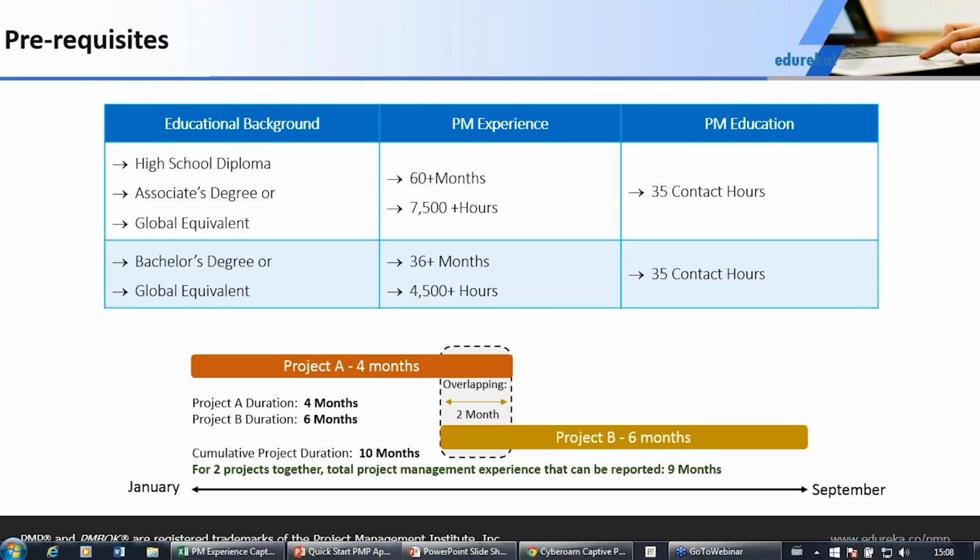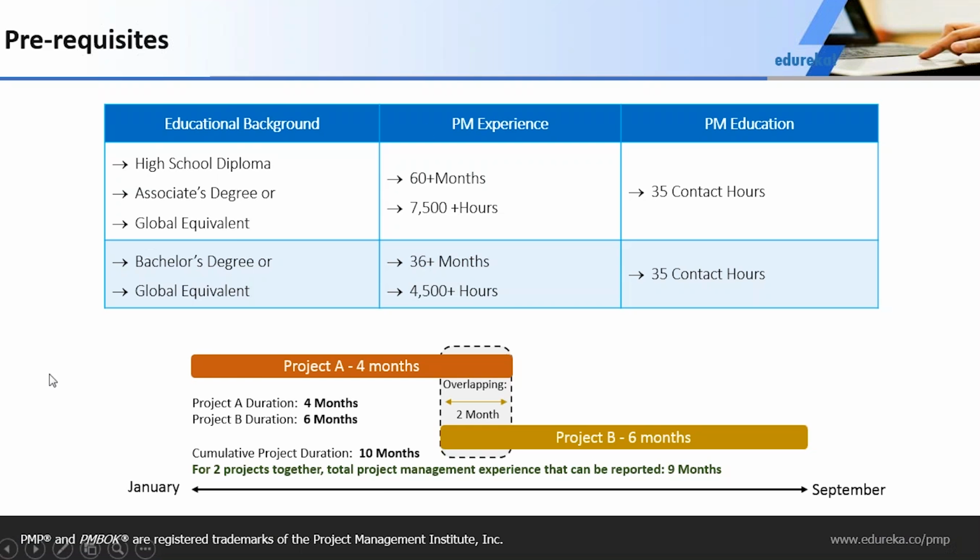So it does not mean that you can just add up the months, that I worked on A for 4 months and on B for 6 months, so the total project management experience will be 10 months. No, you cannot show overlapping experience in the application form. The maximum experience you can show or document here is 9 months only. The next slide clarifies it in a better way.